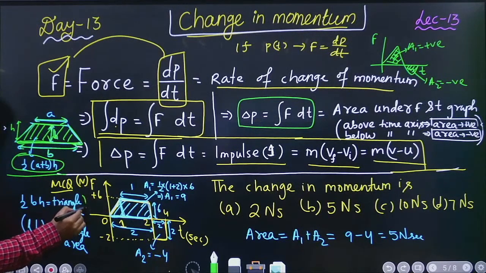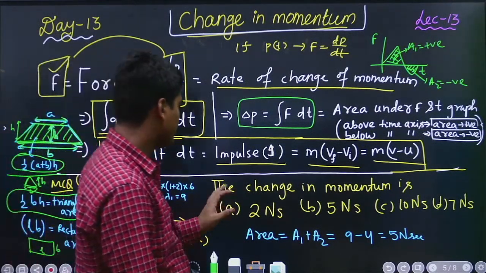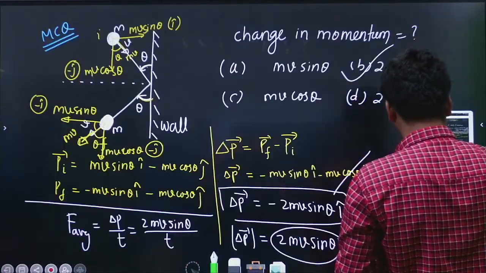And similarly, if you want to find the area of a triangle, suppose a triangle is there, with height h and base B, then the triangle area is half into base into height. And if a rectangle is there, then the rectangle area is length into breadth. If length is L and breadth is B, then length into breadth is the rectangle area. Remember this, and based on this there is one question. Just try to understand here.